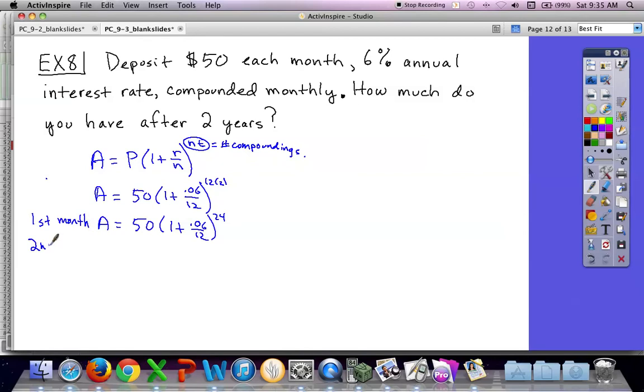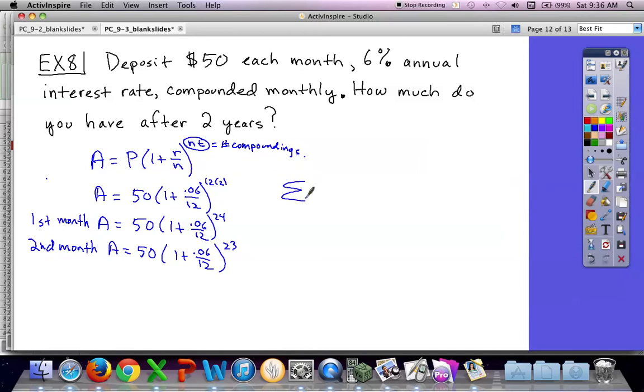For the second month, for that $50, we will have A equals 50 times 1 plus 0.06 over 12 to the 23. The total number of compoundings for it will be 23. For the next $50 that goes in, it'll only be in there for 22 months, and then 21 months, and then et cetera after that, all the way until the last month that you put it in, it'll only be in there for 1 month.